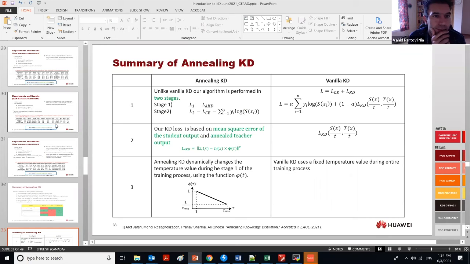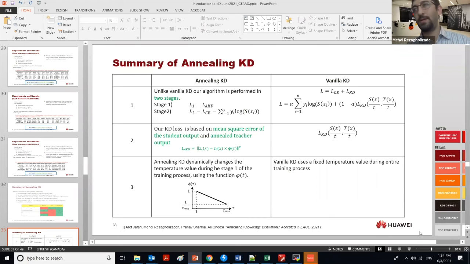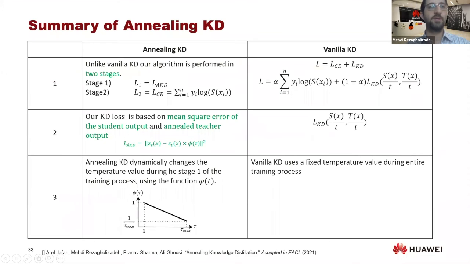You're welcome. So then I continue with just summarizing this annealing part and the differences that we have. The first difference is that our annealing process is 2-stage instead of the 1-stage Vanilla KD. So we have the KD loss. We apply the KD loss first, and then we go to the cross entropy loss.